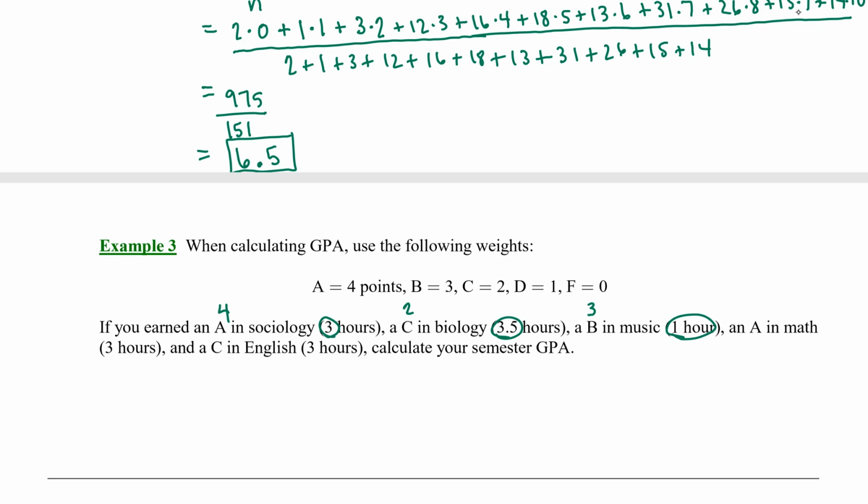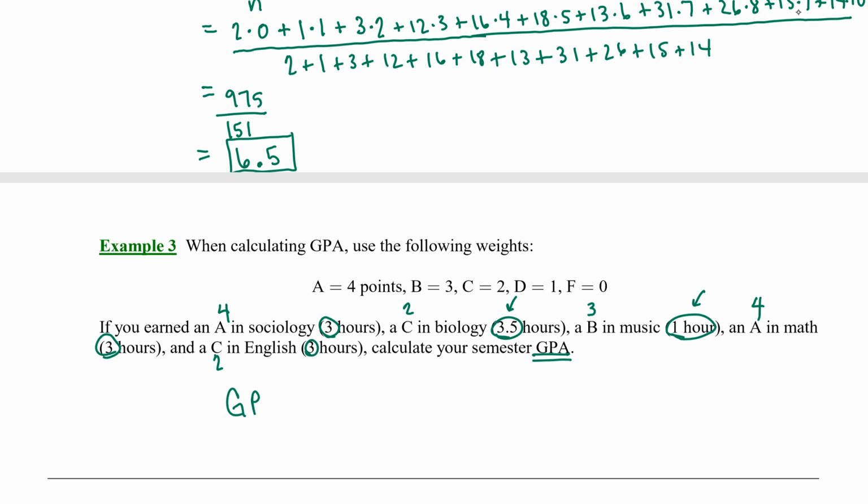So it's not as weighty on your average as, for example, that biology class. So it's more important that you study for biology and do well in that class because it's weighted more heavily than something like this music class in our example. And you got an A in math class, that's 4 points. Hey, good job getting an A in math. And then a C in English, a C is 2 points for 3 hours. And we want to calculate your semester GPA.